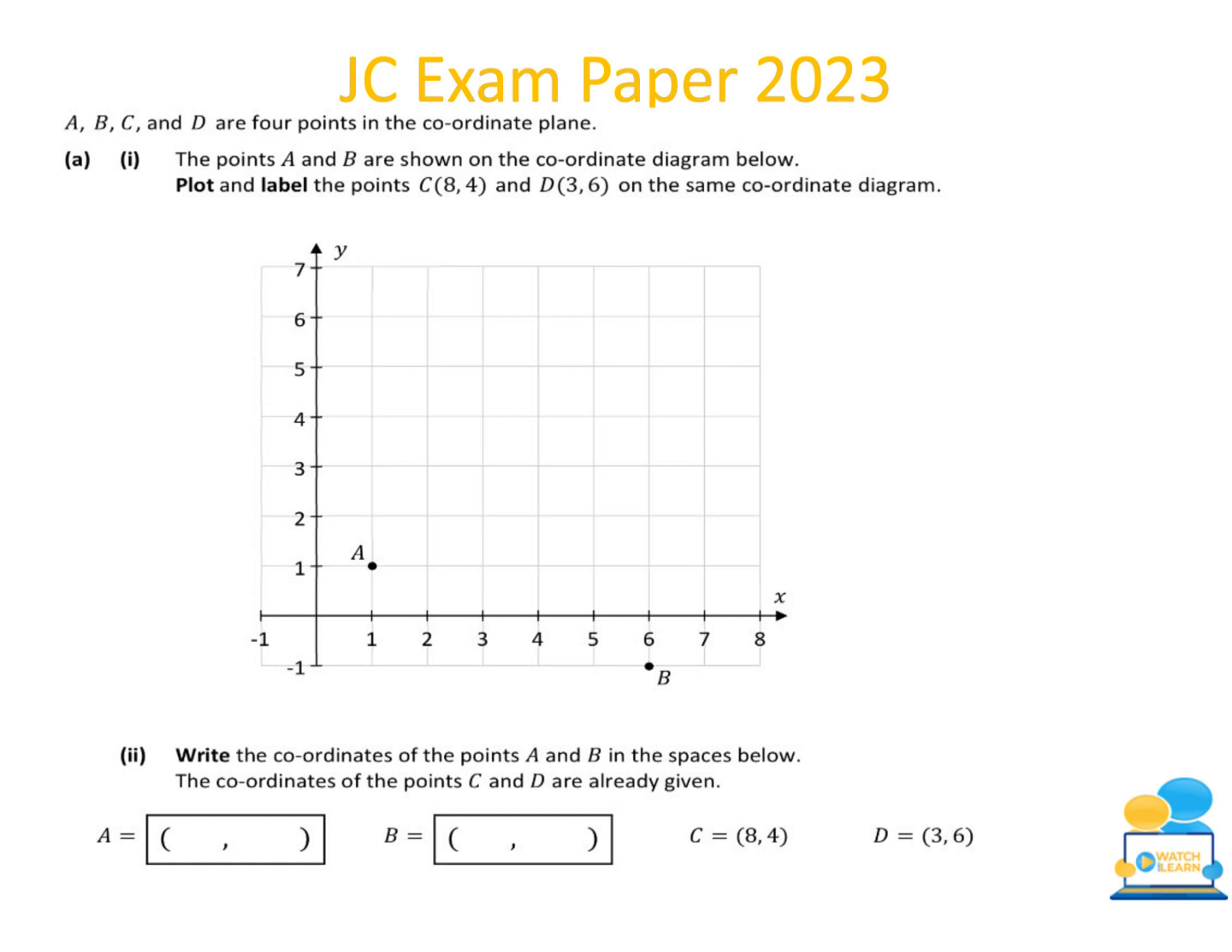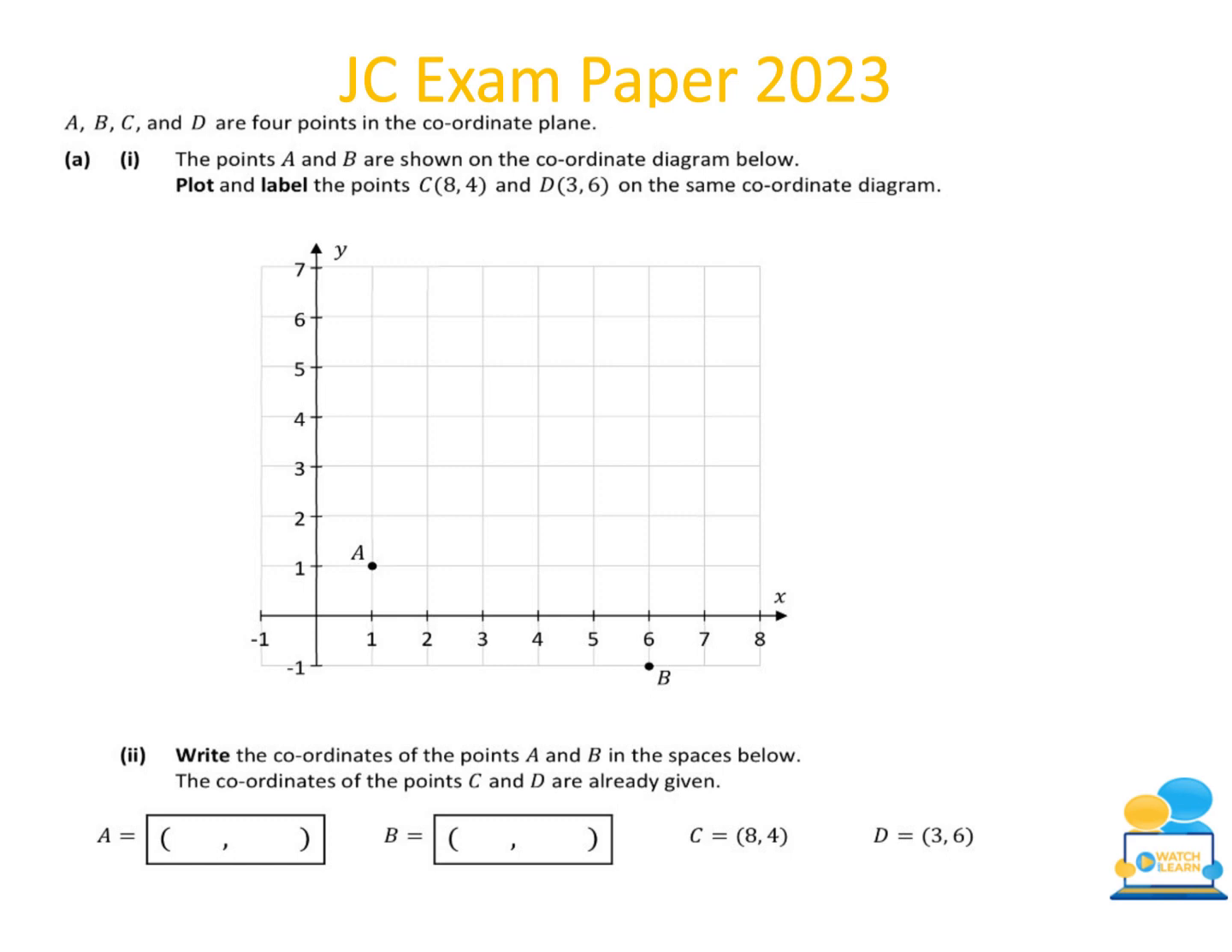Okay, let's start looking at some exam paper questions. This question from 2023 says, A, B, C and D are 4 points on the coordinate plane. The points A and B are shown on the coordinate diagram below. Plot and label the points C, which is (8, 4), and D, (3, 6), on the same coordinate diagram.